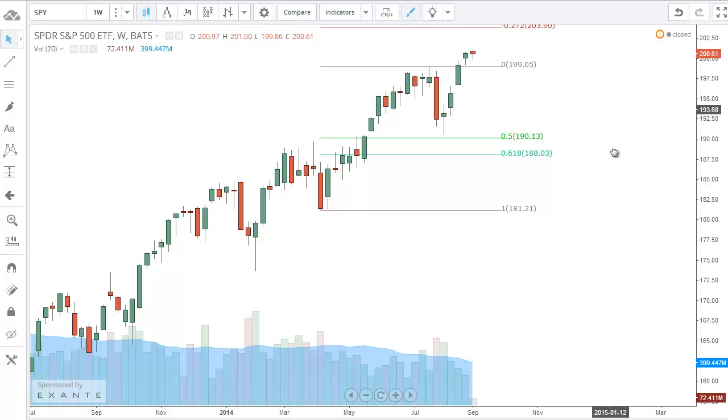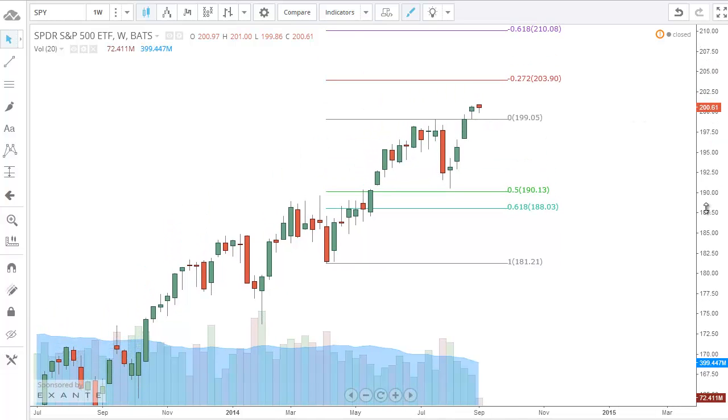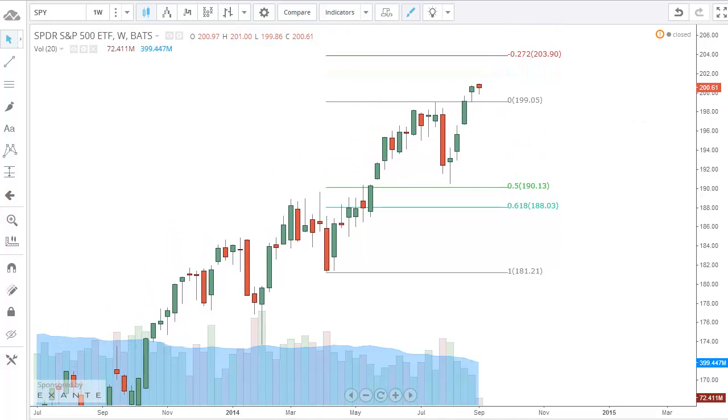And the thought process is that there is a 70% chance that it's going to attain the 127. So at this point, it's closed above here. It did that last week. So our expectation is that there's a 70% chance it's going to hit the 1272 extension, which in this case is just around $204, so about $4 from where we are right now.